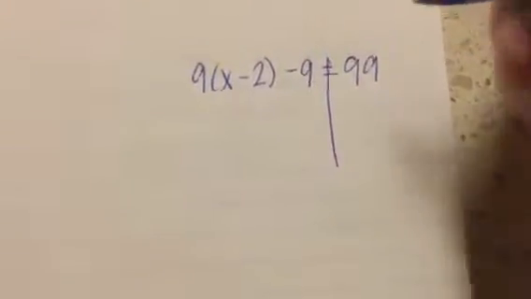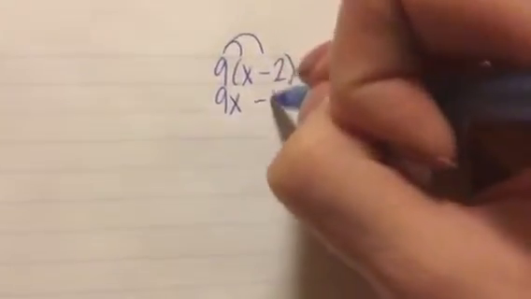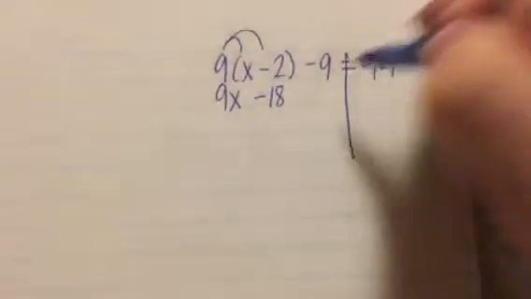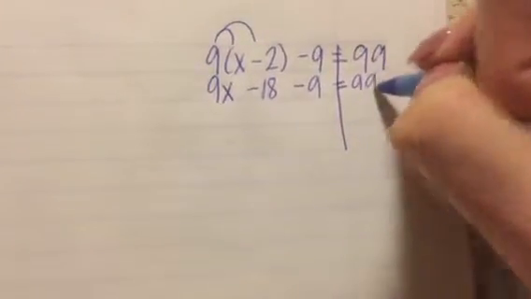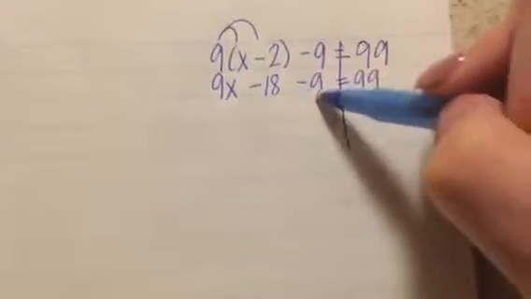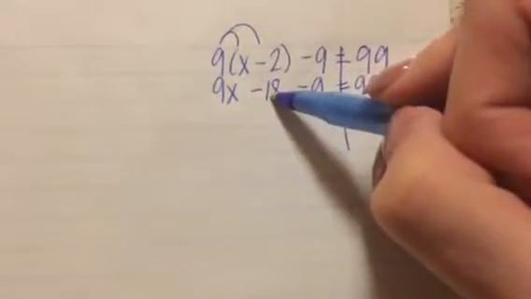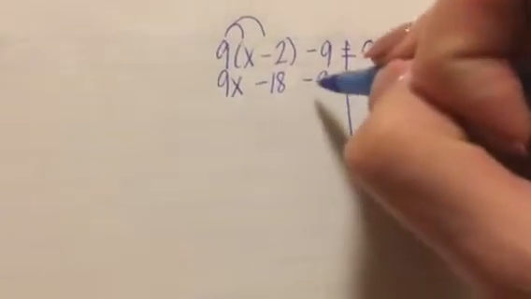So again, I first start with my distributive property. So I do 9 times x, which gives me 9x. I then do 9 times negative 2, which gives me negative 18. I'm going to drop down my minus 9 and my equals 99. Now there's two ways that you can solve this. We could go ahead and combine these two like terms, or we could always just keep simplifying. So I'm just going to go ahead and keep simplifying.